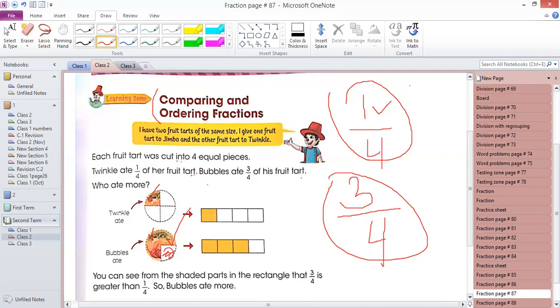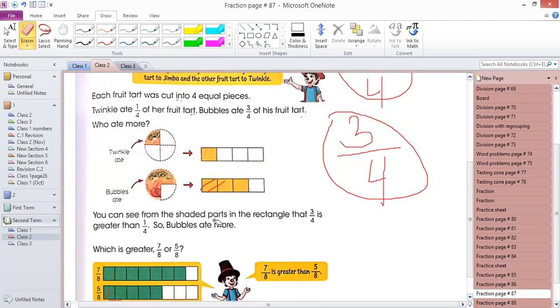So Bubble ate more fruit than Twinkle. You can see in the shaded pieces also, guys. They are the 4 pieces, and this is the piece which she ate, that is colored. And these are the pieces which Bubble ate, that is also shaded and colored. So you can see here that he ate a bigger portion than Twinkle. So Bubble ate more than Twinkle.